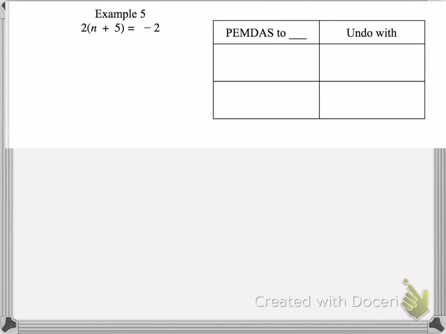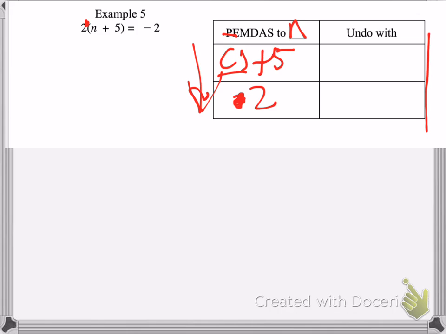Example 5. So we're doing our order of operations to n this time, and this is multiplication. So what we're doing to n, if we were to follow the order of operations with parentheses, we would do n plus 5 in the parentheses first. That's why I put that little symbol to help us remember. And then we would do times 2. So that's how we would follow the order of operations. We would undo it in reverse order. So now instead of times 2, we're going to divide by 2. Instead of plus 5, we're going to subtract 5.